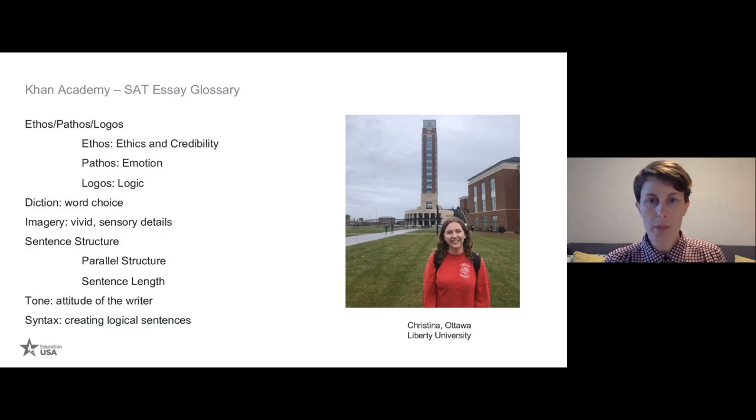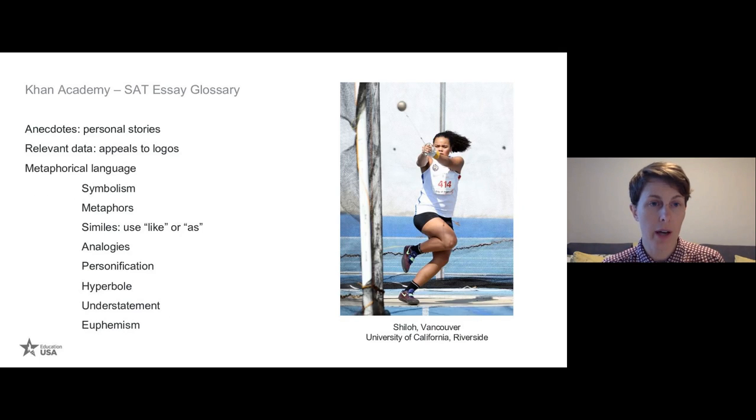So the best place to learn more about the kinds of vocabulary you can use when you're describing and analyzing this argument is the Khan Academy, which has a really great SAT essay gallery. And just going through the first three, appeals to ethos, pathos, logos, for example, are excellent ways to describe various arguments that might be used. I'm not going to go through all of these. These are all just in that section of the Khan Academy, including metaphorical language, data, anecdotes, etc.